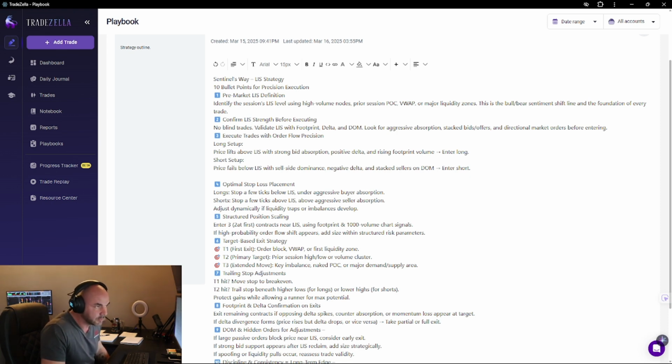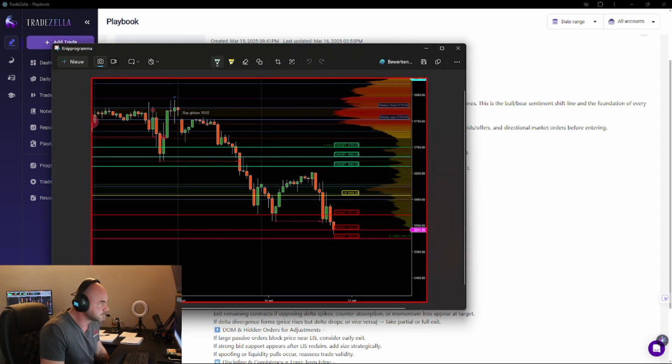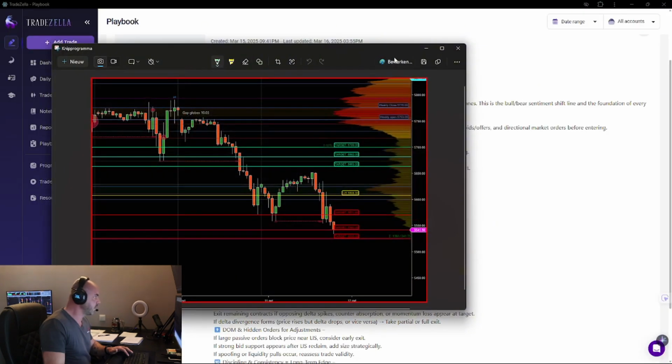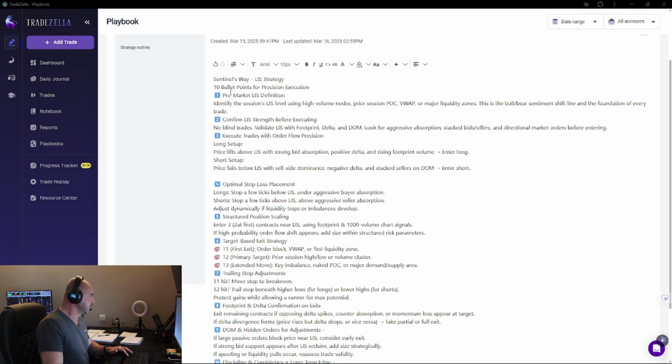I'm just going to put them on my screen again so that everybody can see this. We're going to watch these levels. This level is a line in the sand. Above the line in the sand, we are bullish. Below the line in the sand, we are bearish. So, the pre-market definition, I will always give a market plan so you don't have to, a game plan so you don't have to find it.